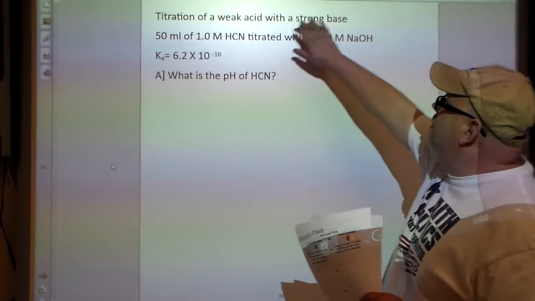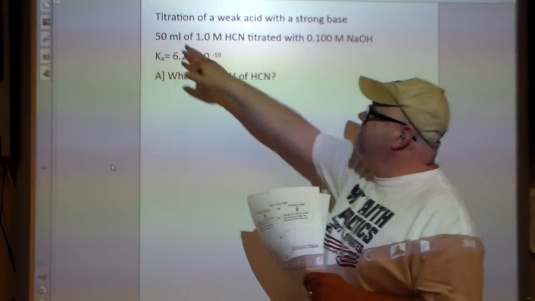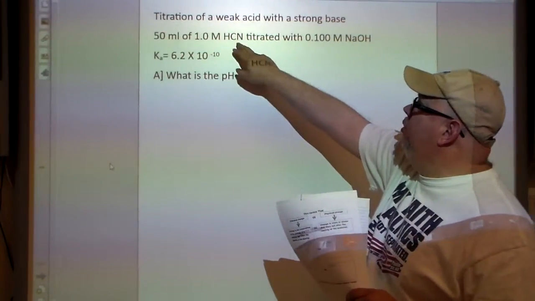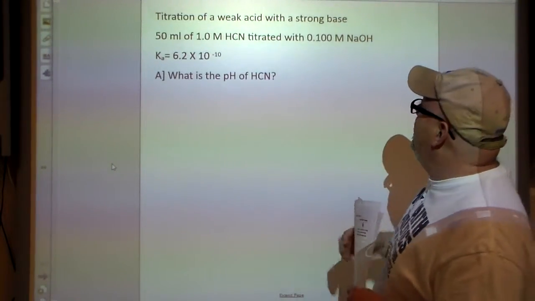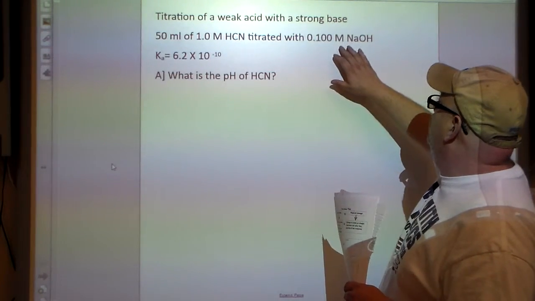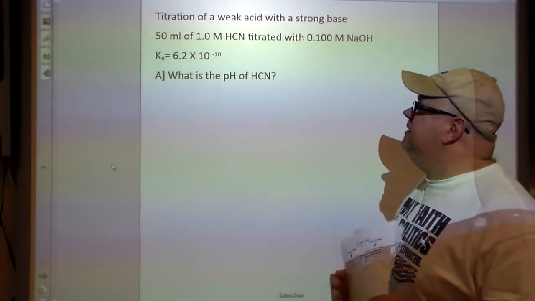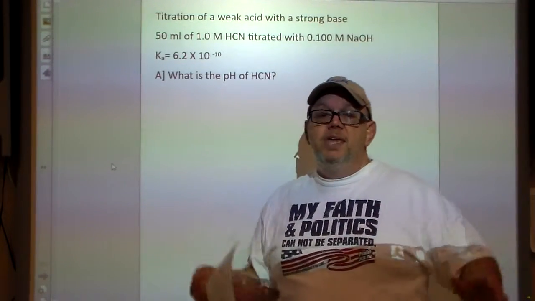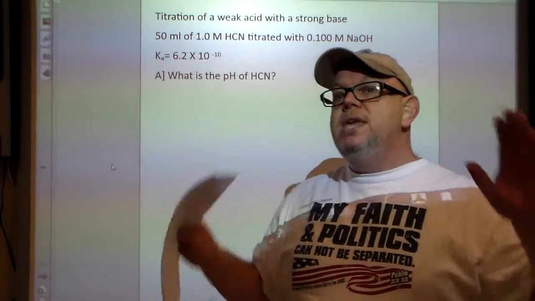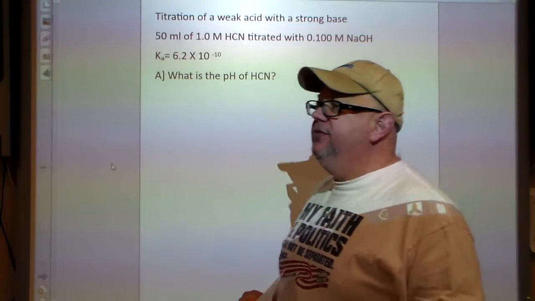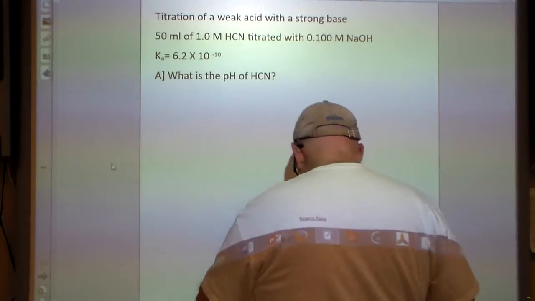So we have a titration of a weak acid with a strong base. In this case, 50 milliliters of 1 molar HCN, titrated with 0.1 molar NaOH. Our Ka is 6.2 times 10 to the minus 10. What is the pH of the HCN to begin with? Now, this is coming from a previous chapter.